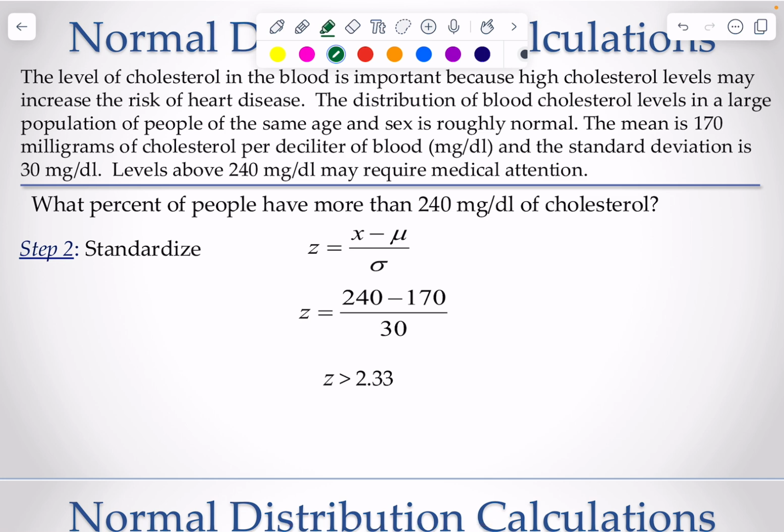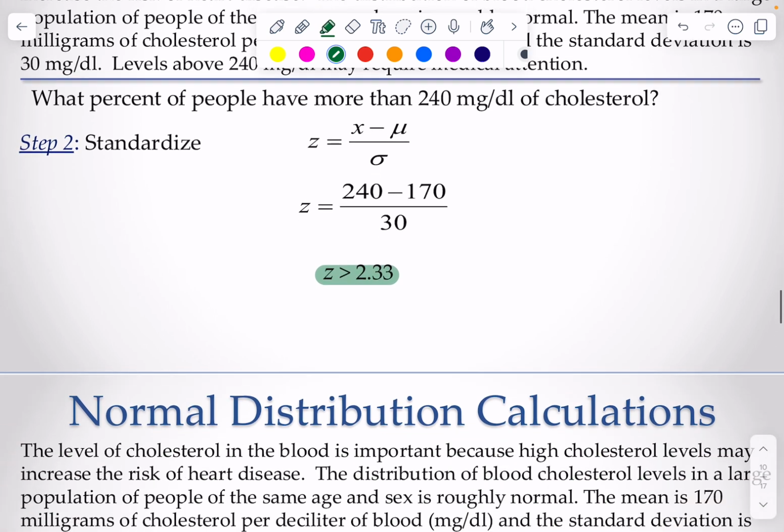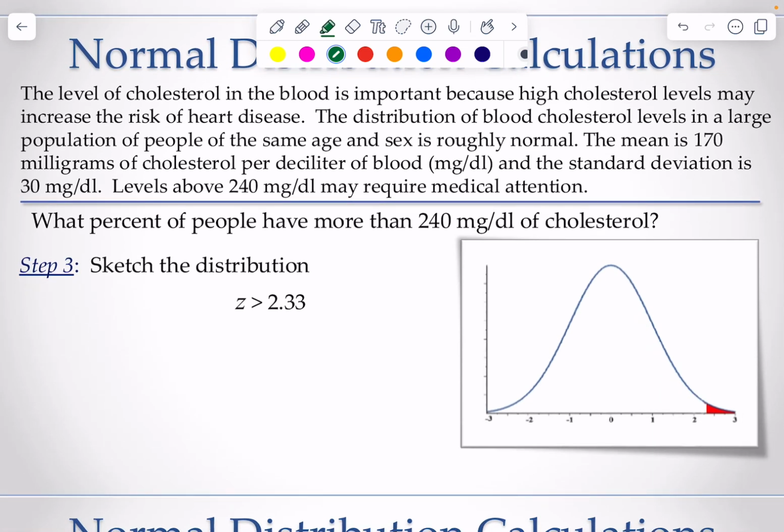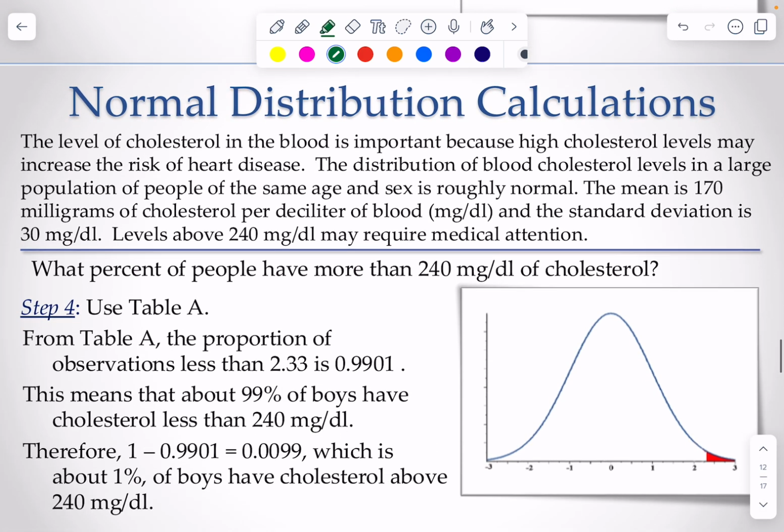When I get the z-score, we're looking to the right, so z has to be greater than 2.33. I take that value and use it to sketch my distribution. I sketch the normal curve and mark where 2.33 would be. I'm shading everything to the right, so when I find my answer, it should be a really small percentage. And then I look the value up on table A.